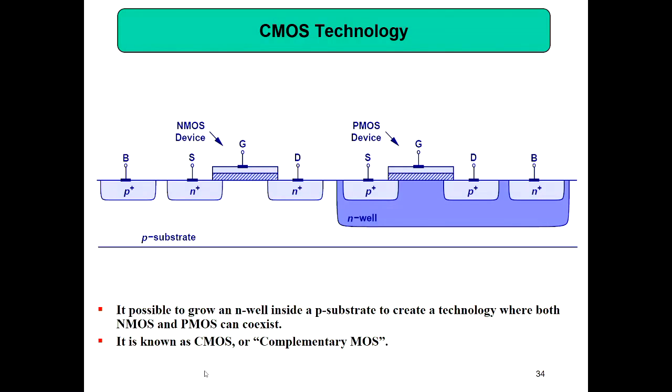So it is possible to grow an N well inside a P substrate. This is possible by doping, or they can grow it on the P substrate to create a technology where both NMOS and PMOS can coexist. It is known as CMOS or complementary MOS.